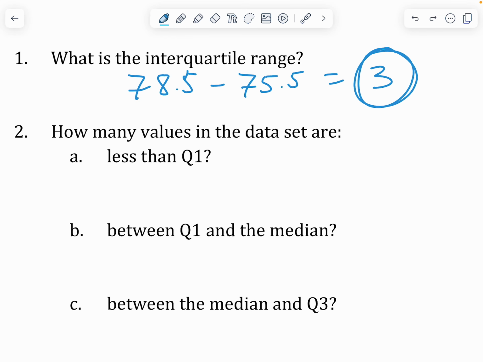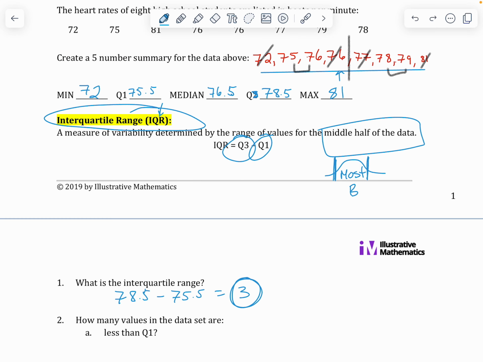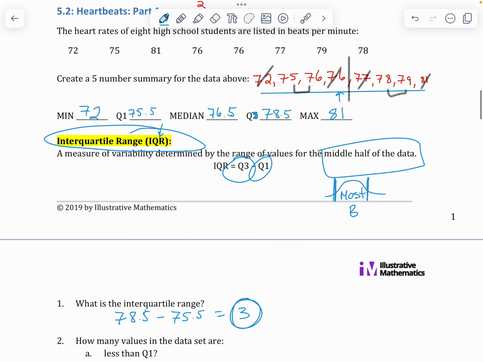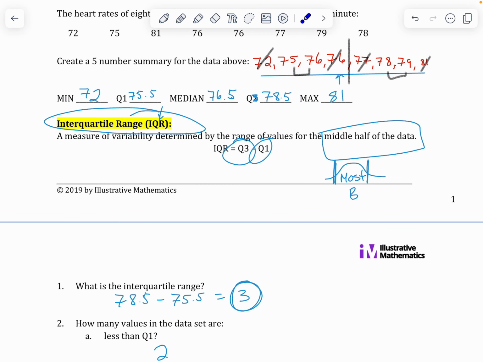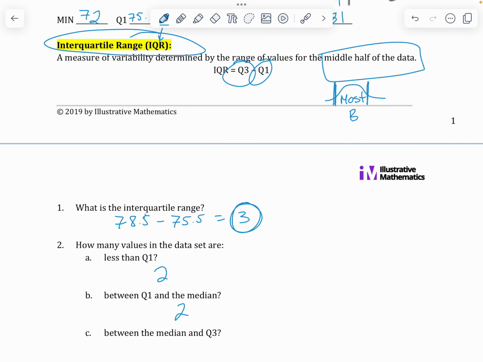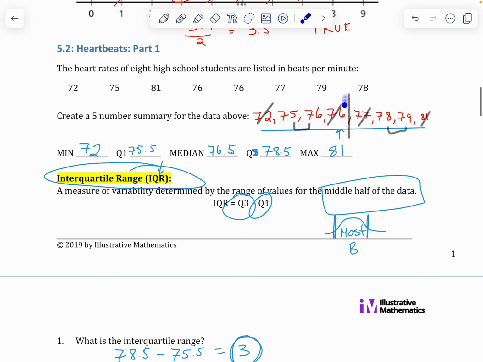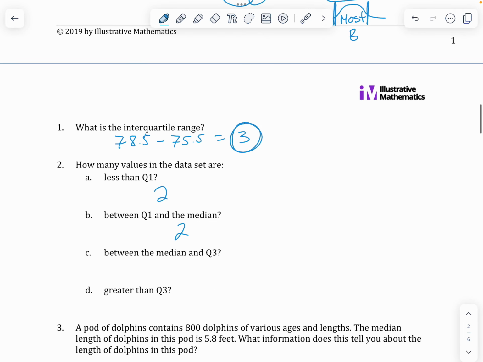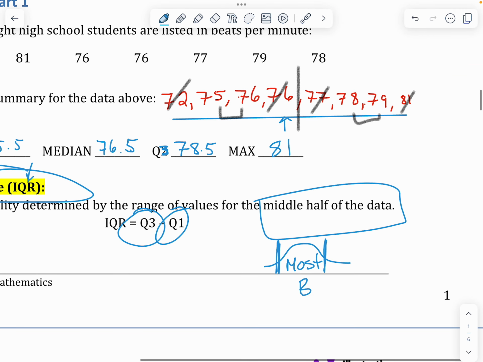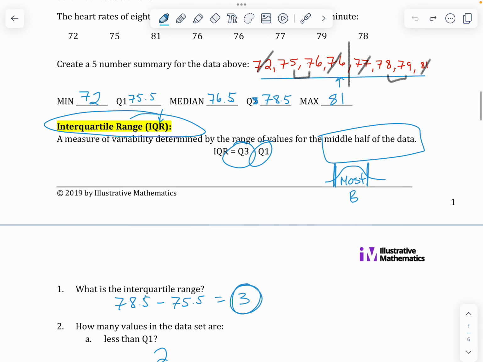It says, how many values in the data set are less than quartile 1? Quartile 1, if you recall, is 75.5, so there are actually 2 that are less than that. How many are between quartile 1 and the median? Well, the median is 76.5 and quartile 1 is 75.5, so there are going to be 2 here. Between the median and quartile 3, we've got 2 there. And then greater than quartile 3, there are going to be 2 there. Remember, we had 8 data points as well.